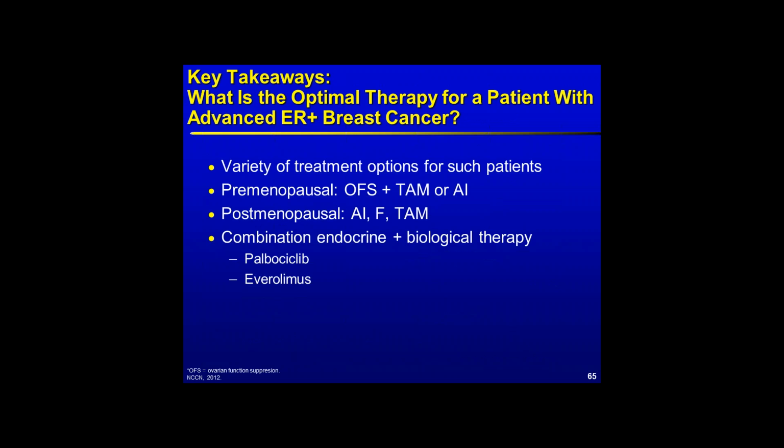We have a new drug called palbociclib, which is a CDK4/6 inhibitor that works in combination with aromatase inhibitors and improves progression-free survival. We have another drug, everolimus, which is an mTOR inhibitor, which in combination with aromatase inhibitors also improves progression-free survival. So increasingly in women who, particularly first or second line, who are younger and can tolerate combination therapy, they're becoming very useful.